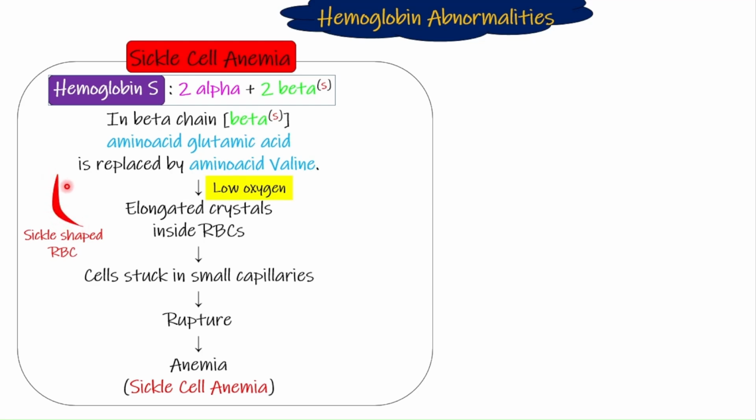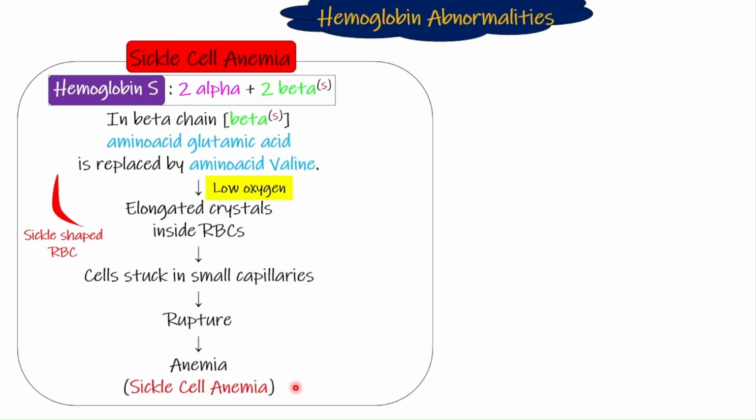Now, this RBC can easily get stuck in smaller capillaries, and when an RBC gets stuck in a smaller capillary, its fate is to get ruptured and eaten by the monocyte macrophage system. Okay, and when they rupture, this will result in a decrease in the number of RBCs, causing anemia. And because of its specific sickle shape, this condition is known as sickle cell anemia.